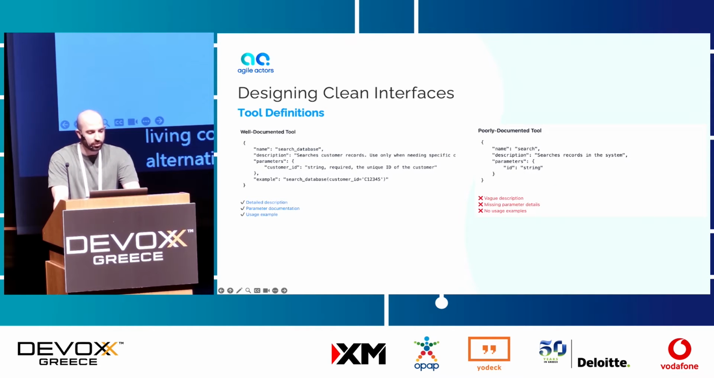Moving on to tool functions. Here we have tool definitions. The quality of our tools is greatly affected by the tool documentation that we have written for them. A well-documented tool, like we can see on the left, provides a detailed description that includes the specific purpose, parameter documentation explaining exactly what's needed, and a concrete usage example. As you can see in the example on the left in blue, this is a tool called Search Database that takes customer IDs, and the customer ID should be a string and required.